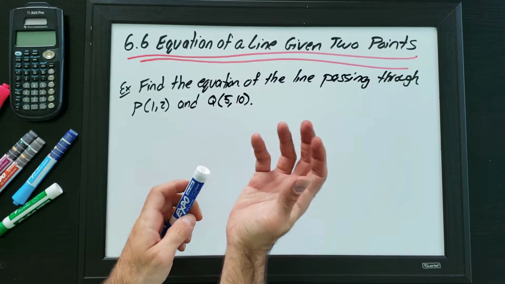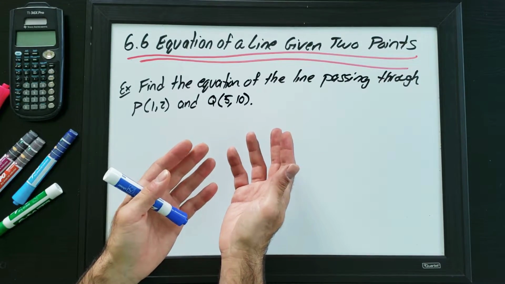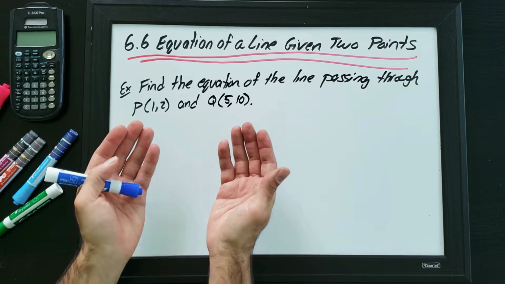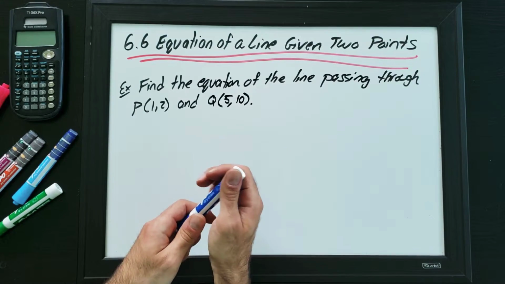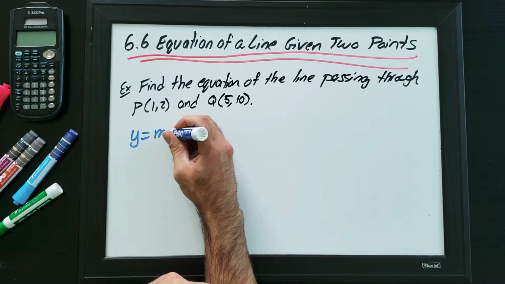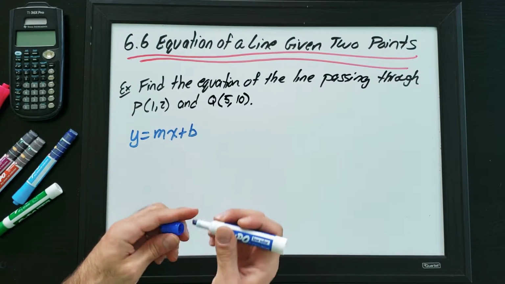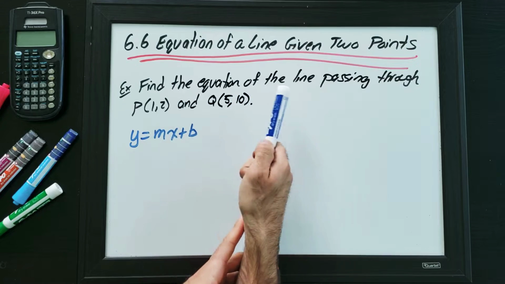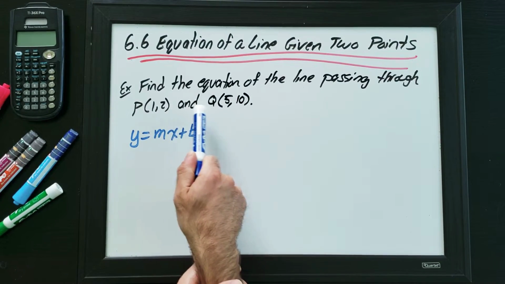In 6.5, we had a slope and a point, and we came up with an equation. Here we're missing slope. We have 2 points. So recall y equals mx plus b again. Have this imprinted into your brain. We're going to find the equation of the line passing through these 2 points.